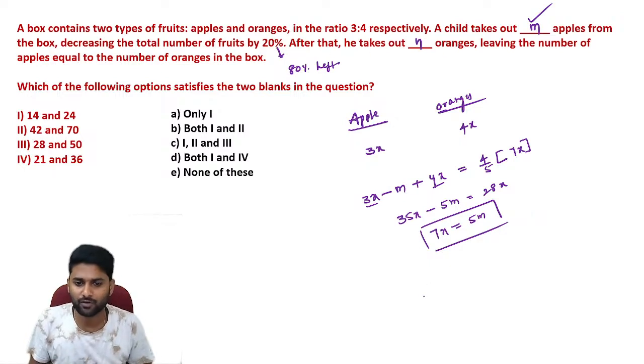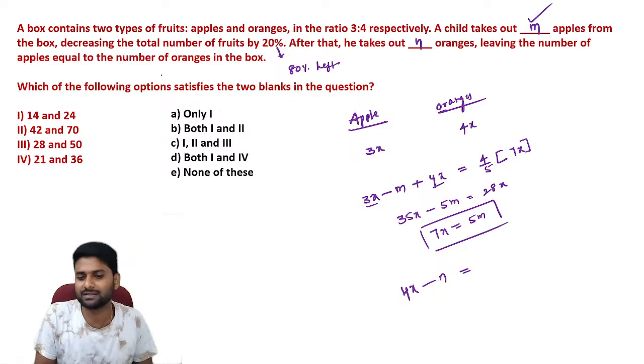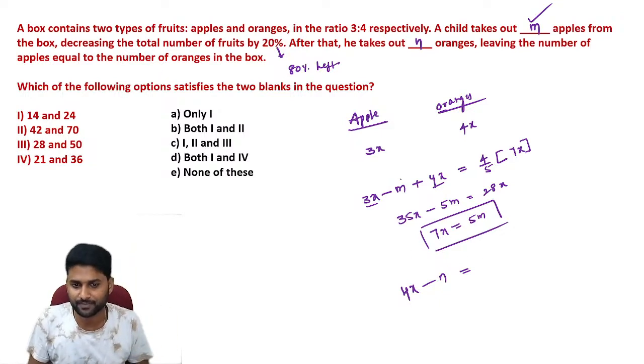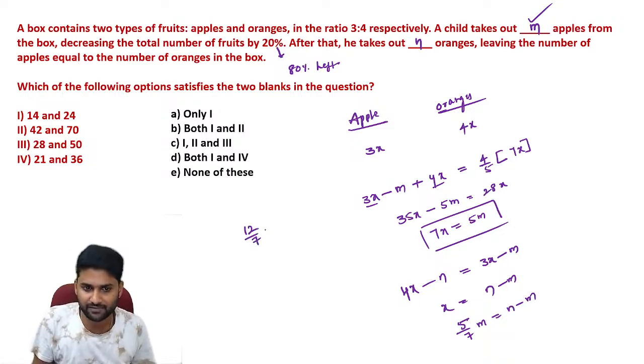Let's take the other data. After he takes out n number of oranges, you know how many oranges are there in the basket? 4x. Now we are taking n number of oranges. If we take n number of oranges, then the number of apples and oranges are equal in that basket. See how many apples are left. We already know that we have taken m apples, right? Then how many are left? 3x minus m, and 4x minus n. Final equation: 3x minus m is equal to 4x minus n, so x is equal to n minus m. Let's take x is equal to 5 by 7 of m, which is equal to n minus m. If we take m to the other side, 12 by 7 of m is equal to n. Then the m by n ratio is 7 by 12.